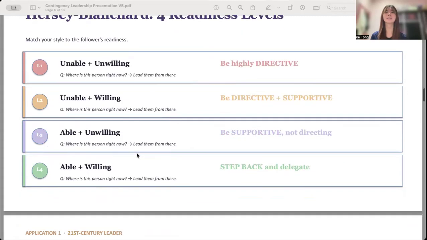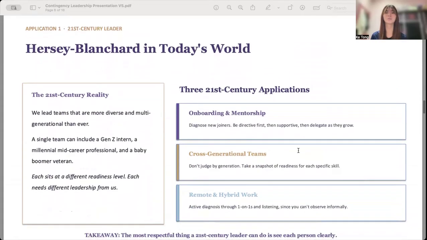So how does this theory apply to 21st century leaders? A single team can include a Gen Z intern and a mid-career professional, and each of these people sits at a different readiness level, and each needs a different kind of leadership from us. So as 21st century leaders, we can apply this in three concrete ways.